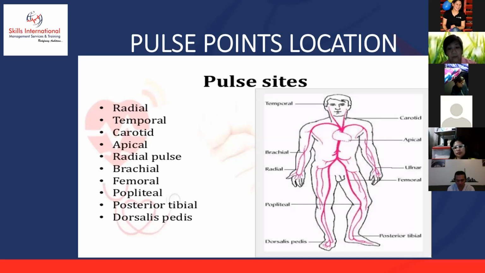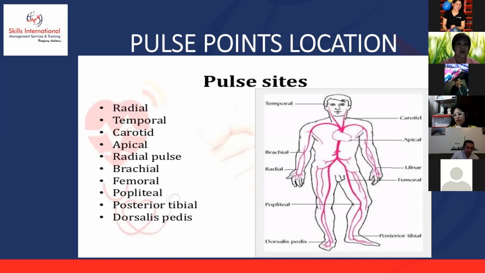And going down, we have the dorsalis pedis. Dorsalis pedis is on the top of the foot. Okay, so you can feel the pulse on the dorsalis pedis. And there is the last one. We have the posterior tibial. The posterior tibial pulse is on the side of the ankle. Okay, so these are the 9 pulse sites or the 9 pulse points.